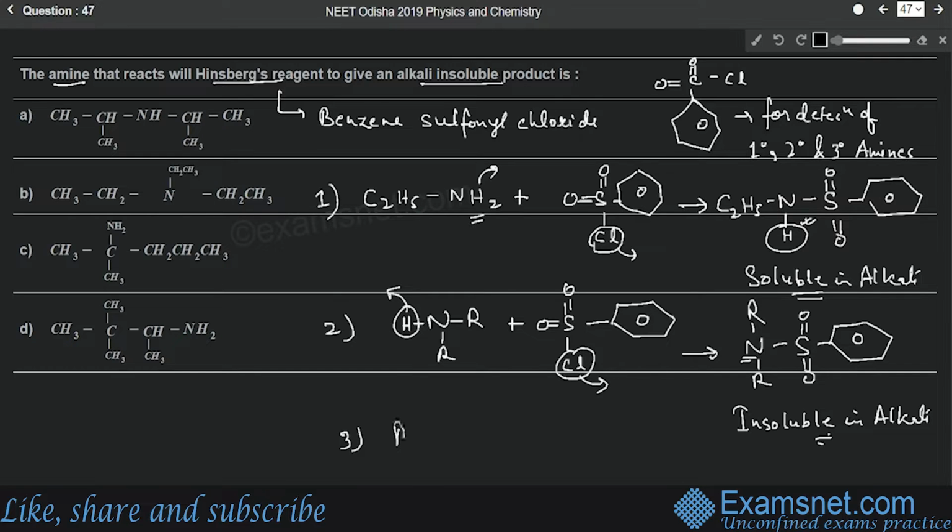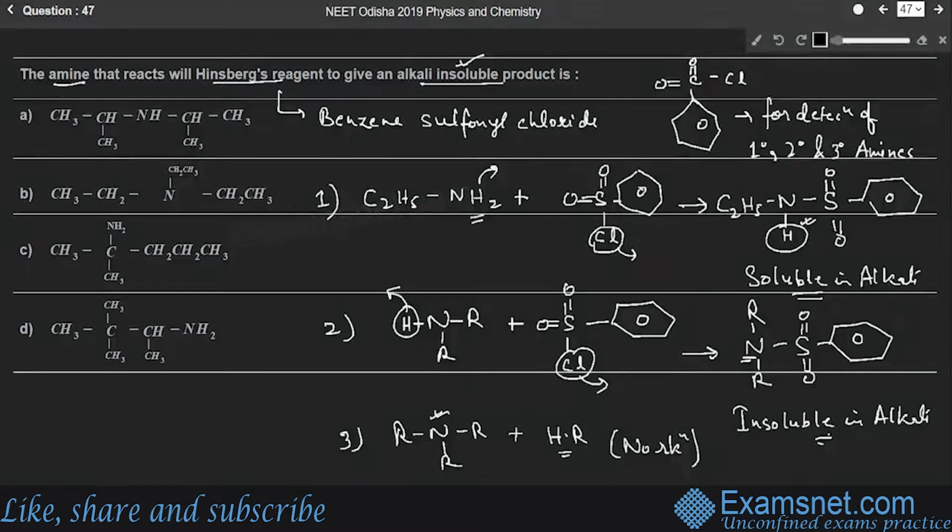Now what will happen in case of tertiary amines? Tertiary amines have three alkyl groups, and here we have Hinsberg's reagent. I'm not writing the whole structure of Hinsberg reagent because no reaction will take place, since the nitrogen of the amine has no hydrogen with it. From where will the hydrogen be removed? No hydrogen is there for removal. That means no reaction will take place in case of tertiary amines. Here it is asked in the question that the product has to be alkali insoluble, and we have seen that only in case of secondary amines the product will be insoluble.